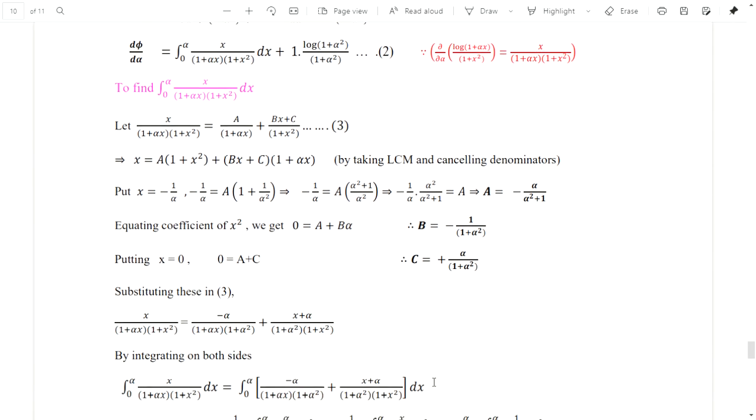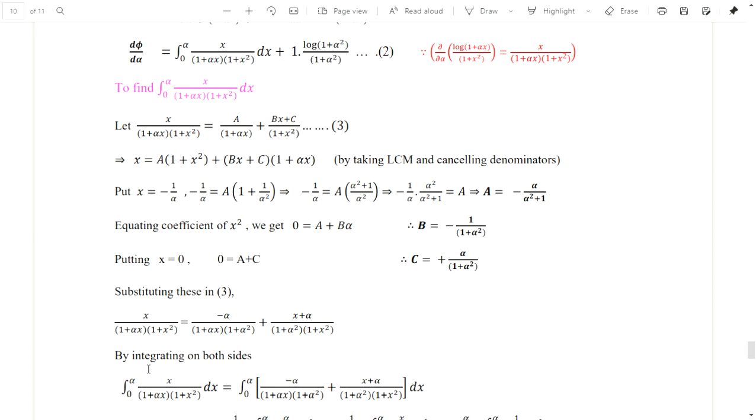Now substitute A, B, C values in equation number 3, which gives x divided by (1 plus alpha x) into (1 plus x squared) is equal to minus alpha by (1 plus alpha squared) into (1 plus alpha x), plus (x plus alpha) divided by (1 plus alpha squared) into (1 plus x squared). But we actually have to find the integral of this function. Till now we resolved this into partial fractions to reduce it to the standard form of integration.